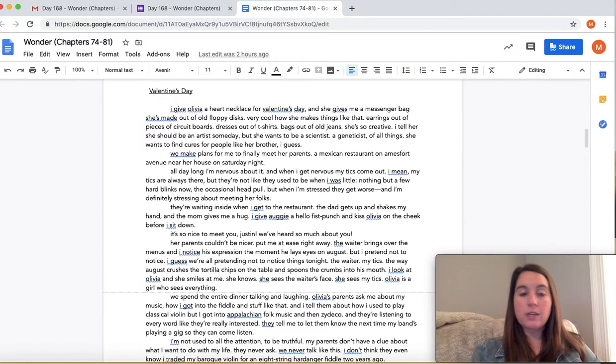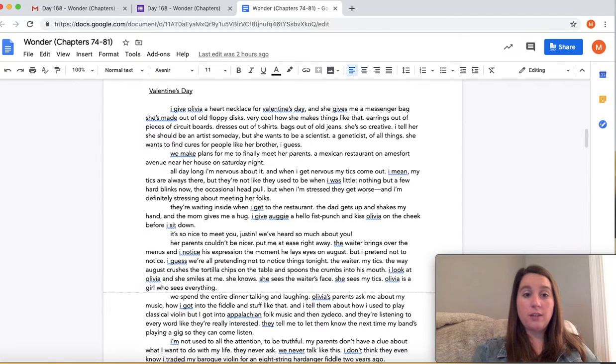All right, let's keep going. Valentine's Day. I give Olivia a heart necklace for Valentine's Day, and she gives me a messenger bag that she's made out of old floppy disks. Very cool how she makes things like that. Earrings out of pieces of circuit boards, dresses out of t-shirts, bags out of old jeans.